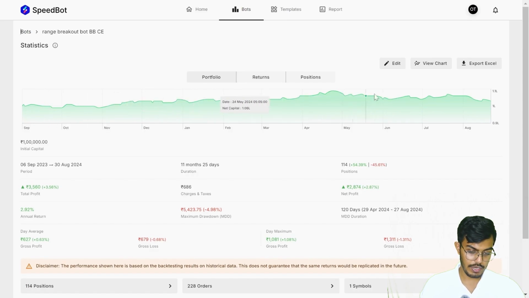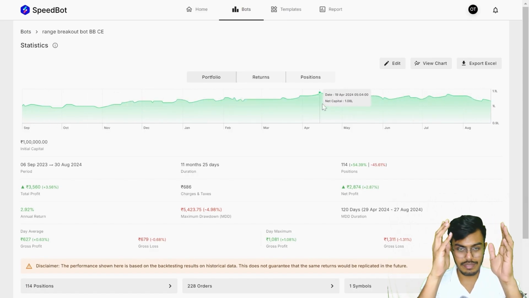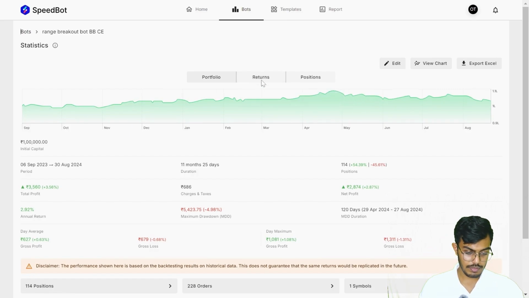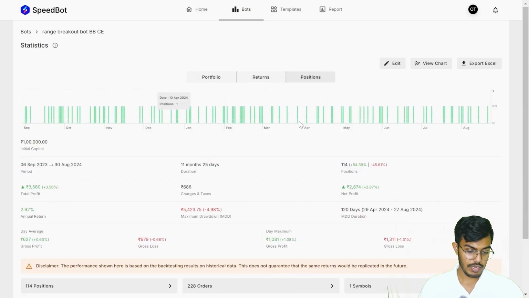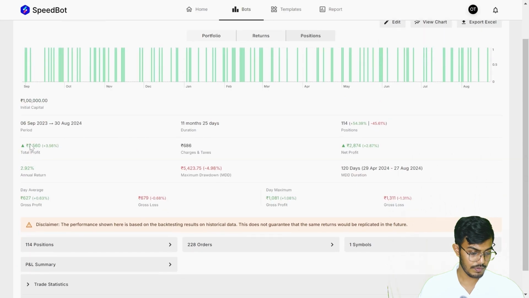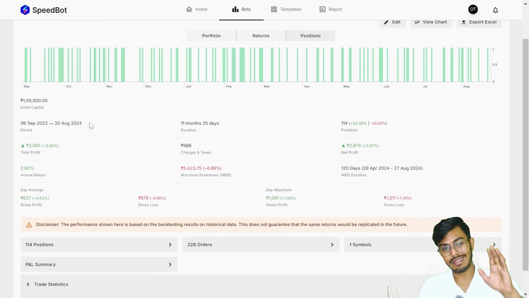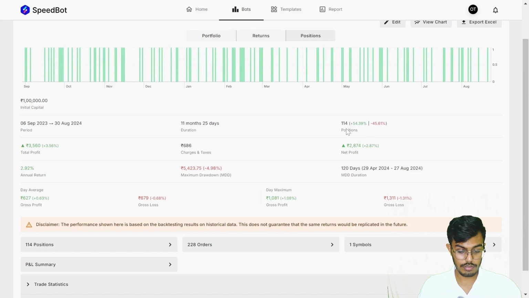You start off with the equity curve of how well or how badly your strategy has performed. Apart from that, the returns. These are the monthly returns on the basis of which you'll be able to assess how well or how badly your strategy is performing. You'll be able to see the period in which the algo was running, so the duration is there, the number of positions that the bot took whenever the conditions are met, total profit, the charges and taxes. These are the estimated charges that we simulate. And after reducing those charges, what is the net profit?